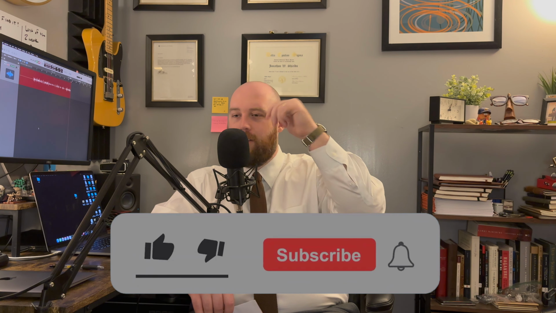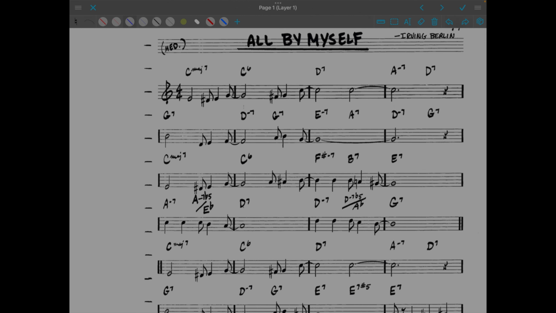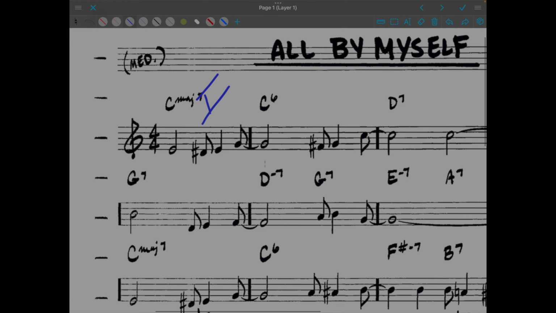Here we go. Chord analysis, All By Myself. First things first, what key are we in? You can see we are in the key of C, as seen by the key signature here. The first chord is a C, and our last chord is a C. So, dead giveaway, we're in the key of C. So, let's get these out of the way.